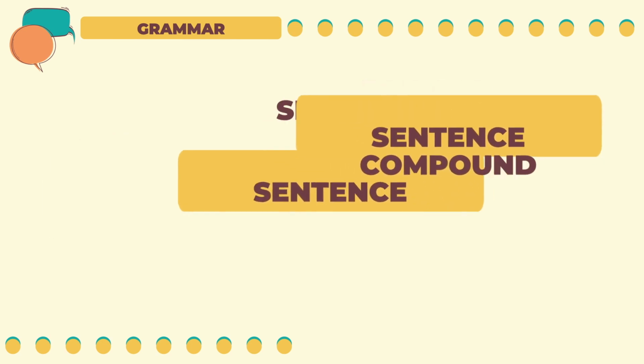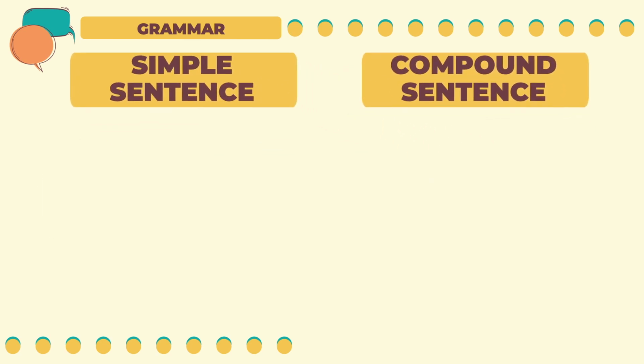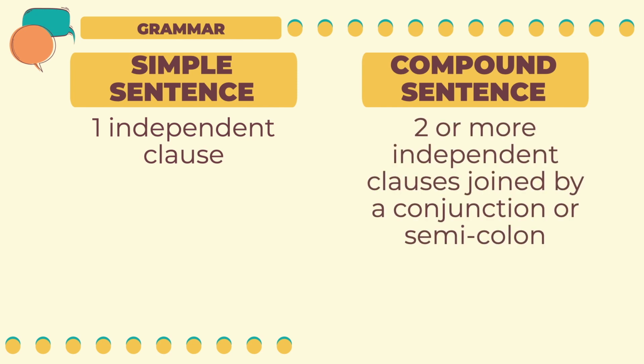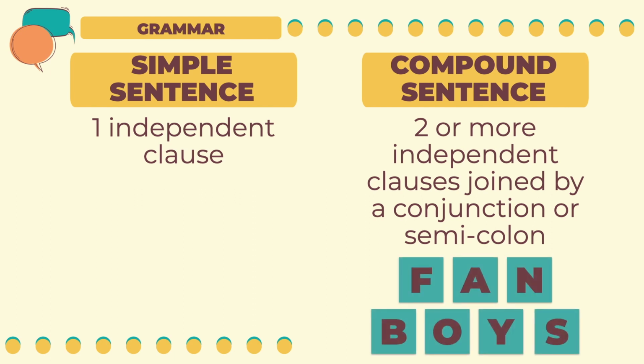A simple sentence is the most basic form of a sentence. It has only one independent clause. On the other hand, a compound sentence has two or more independent clauses joined by a conjunction or a semicolon. Coordinating conjunctions are commonly known as FANBOYS: for, and, nor, but, or, yet, and so.